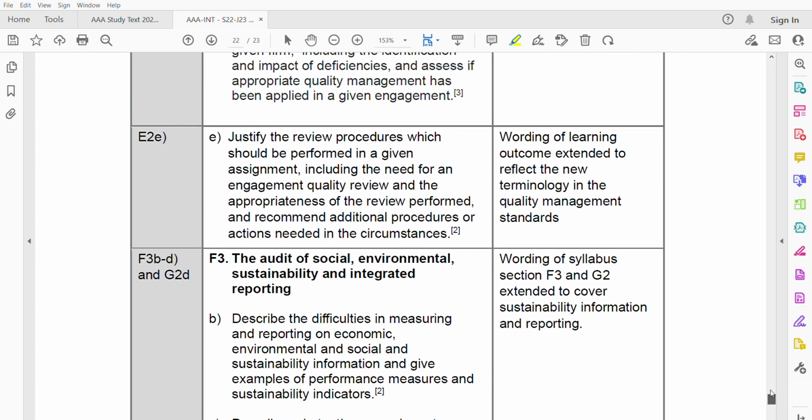Then second is from your section E. What is section E? Completion review and those things, right? From here, what have they changed? Again, same. Wording of learning outcome extended. That means they have extended some outcomes so that they can reflect the new terminology also there in the quality management standards. This also is not so much change. Not that they have deleted something or added something new. It's just the wordings are changed. That's it.